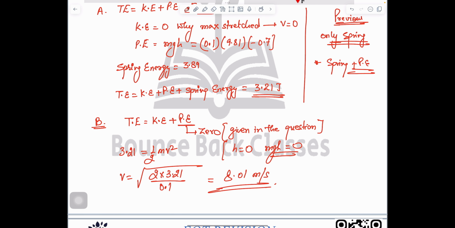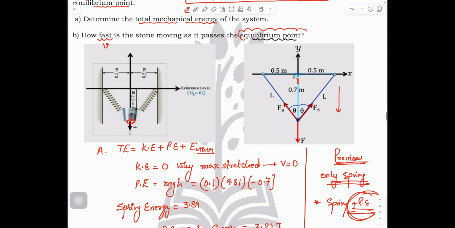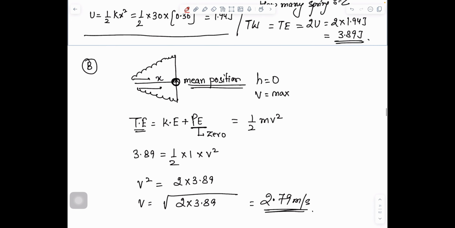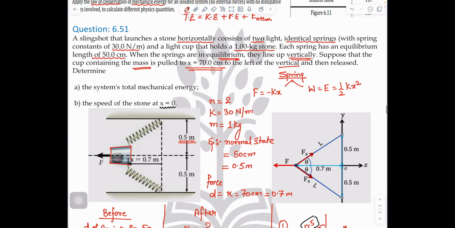Clear guys? Understand? So whenever it is a horizontal situation, you need to focus on the spring, and whenever it is a vertical situation, you need to think about potential energy. That is your additional factor. Fine? Okay guys, I hope that you understand this logic, this question, and how to solve it.